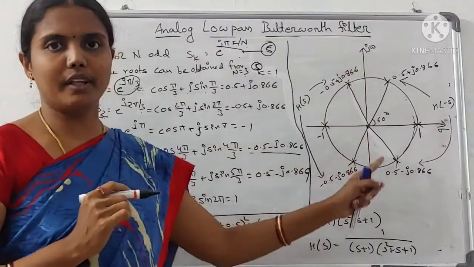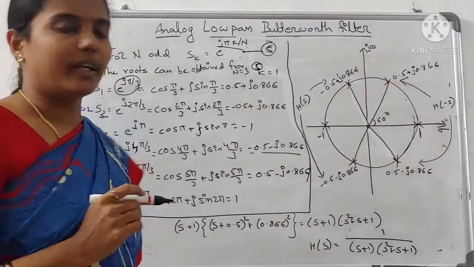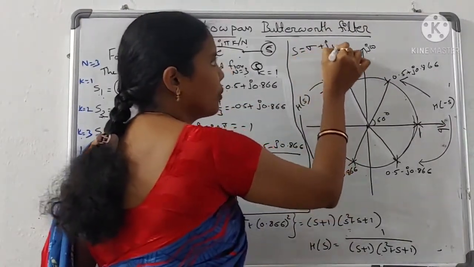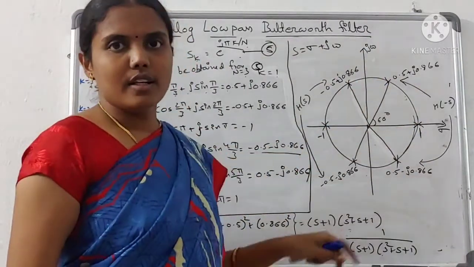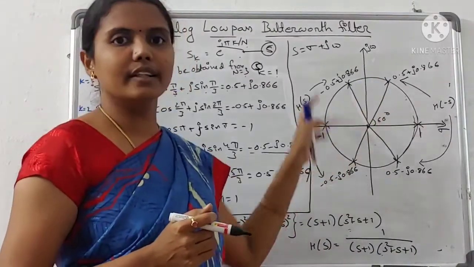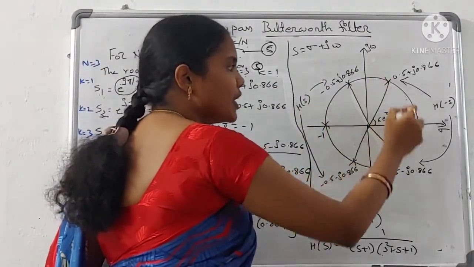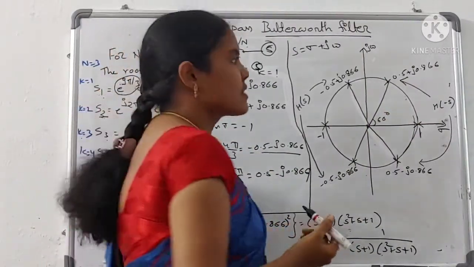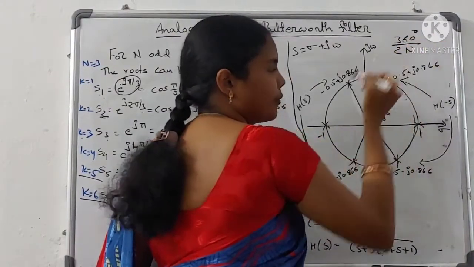So this is the S-plane. The x-axis is represented as sigma and the y-axis is j omega. So this is the total S-plane. S is equal to sigma plus j omega. Now the poles are located on a circle. It is found that the angular separation between these poles is given as 360 degrees divided by 2n.